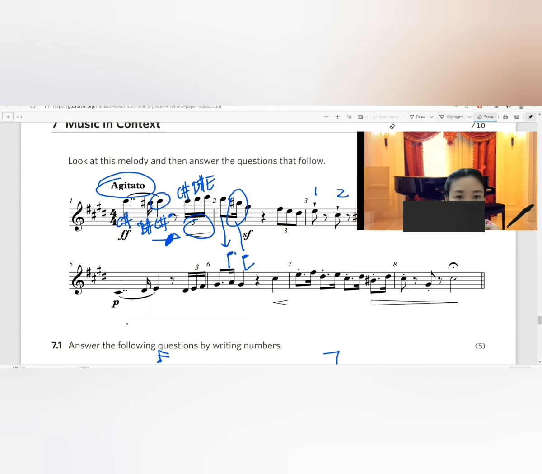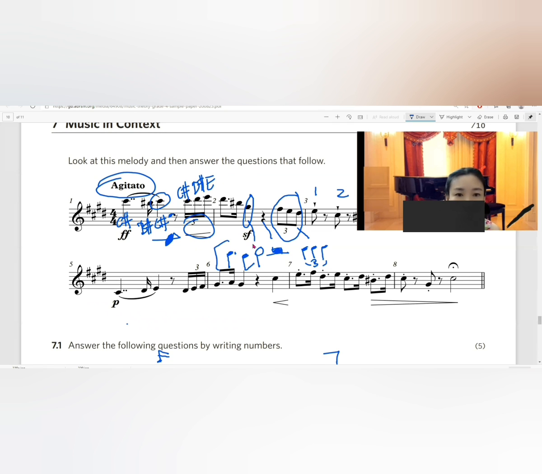And the next one is 1 count. 1 count times 2 is 2. And this is a crotchet rest. 1 count times 2 becomes a minim rest. And all 3 notes here are quavers. So 3 quavers times 2 become 3 crotchets. So these are 3 crotchets with triplets.